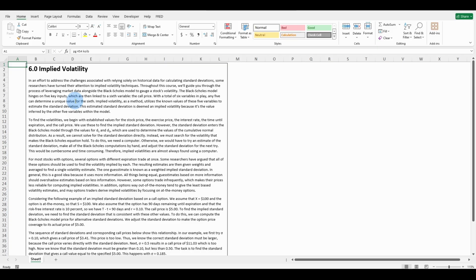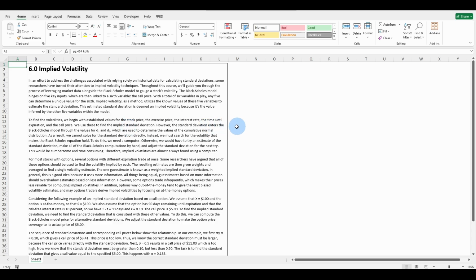Implied volatility as a method utilizes the known values of these 5 variables to estimate the standard deviation. This estimated standard deviation is deemed an implied volatility because it's the value inferred by the other 5 variables within the model. Simple algebra, okay? To find the volatilities, we begin with established values for the stock price, the exercise price, the interest rate, the time until expiration, and the call price.